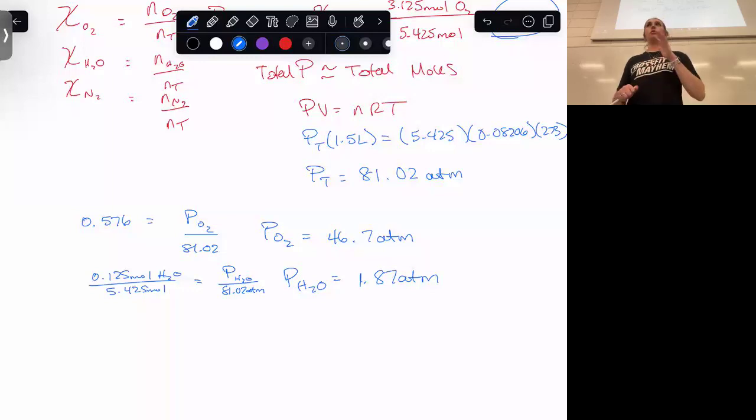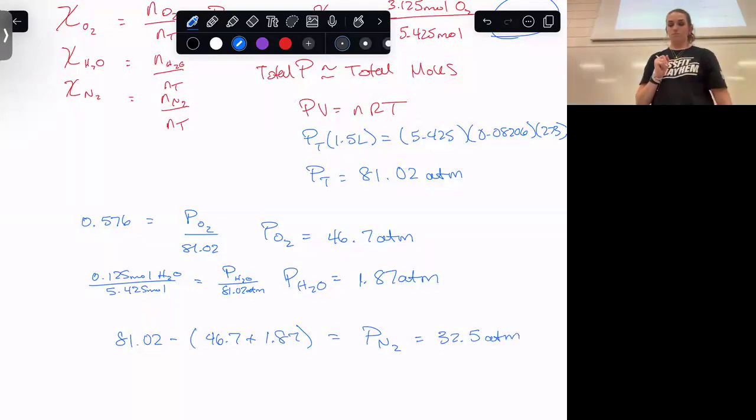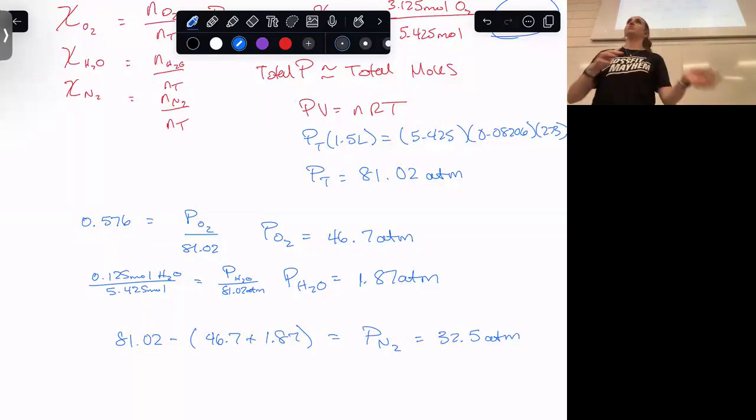And how would we find our pressure of nitrogen? We can find it the exact same way. What else can you do? You can subtract, right? You can say we have 81.02 minus 46.7 plus 1.87. That would give you your pressure of nitrogen. Right, and you can check it by doing the one that you didn't do. You can go back and use the fraction and see if you get 32.5 ATM.